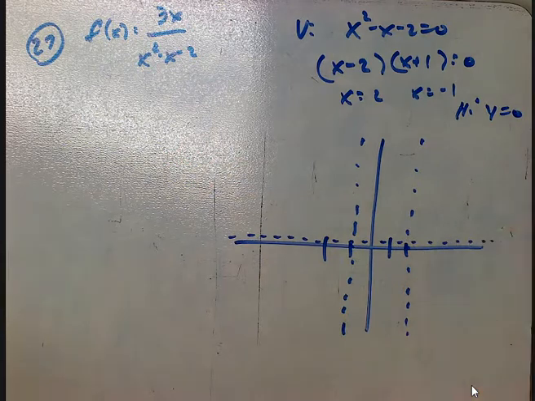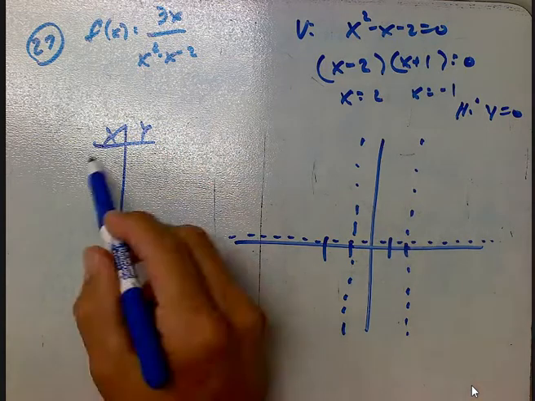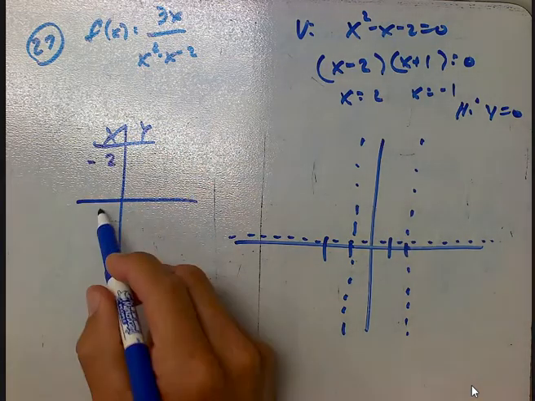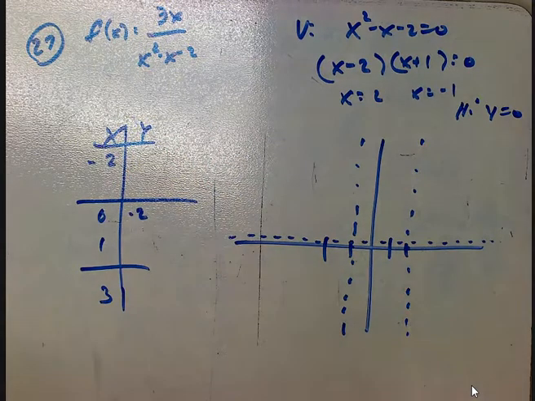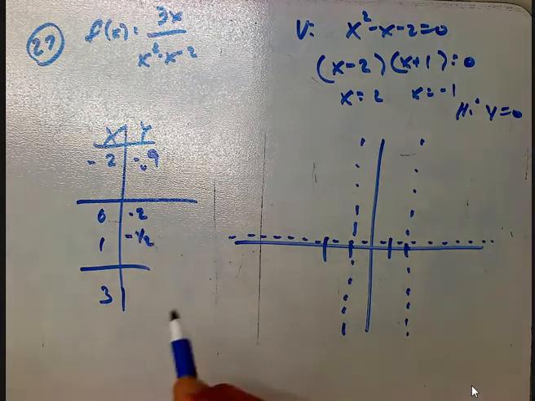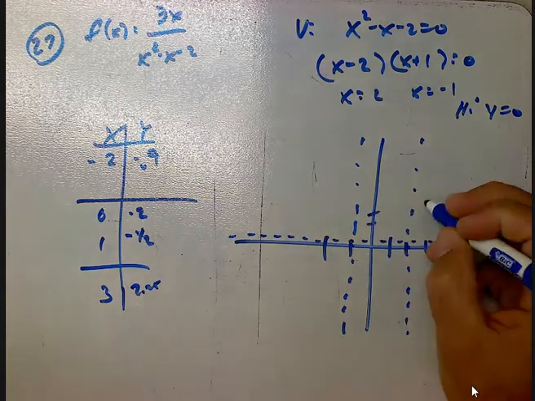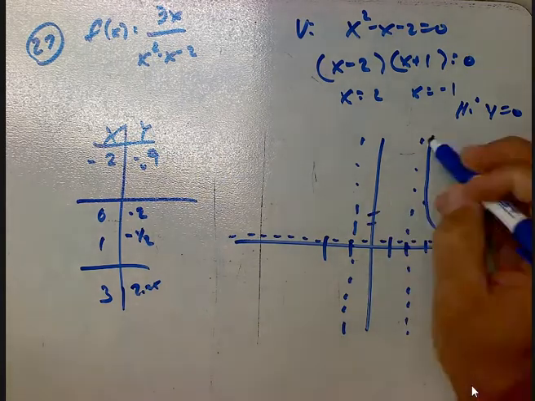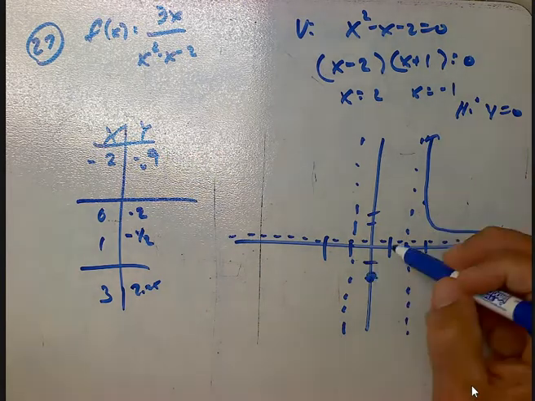Now make your t-chart. To the left, we've got to choose negative 2. In the middle, 0 and 1. To the right, choose 3. Figure out what these numbers are. So I would just put them in my calculator, and you get these numbers. 1 is negative 1/2. 3 is 2.25. So it's going to come down like this.